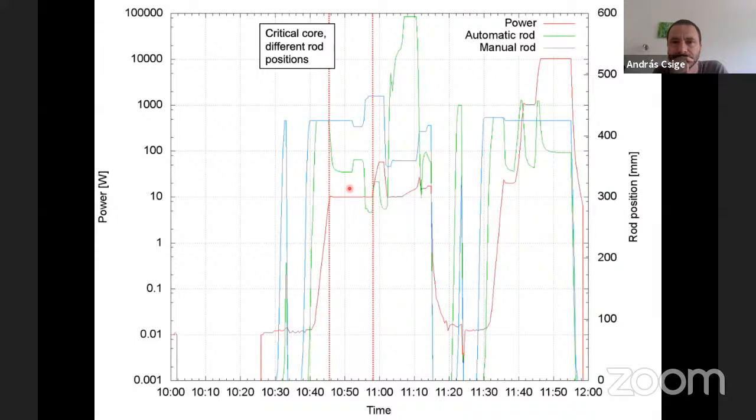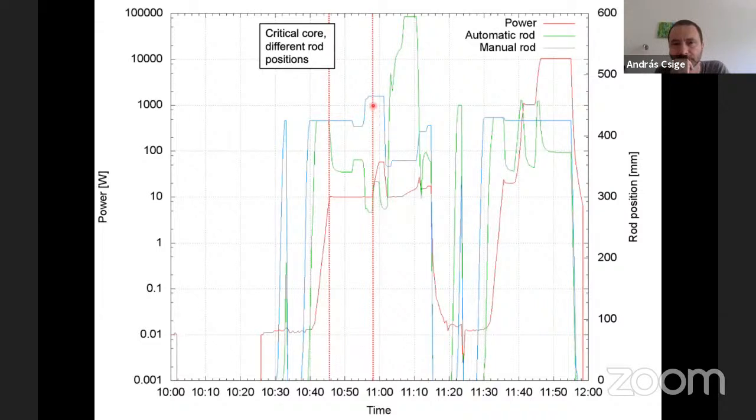Then we made a small reactor physical experiment. The manual rod was moved down by 10 millimeters. This resulted in an automatic pull of the automatic rod by about 20 millimeters. This shows that the two rods have different reactivity worth.